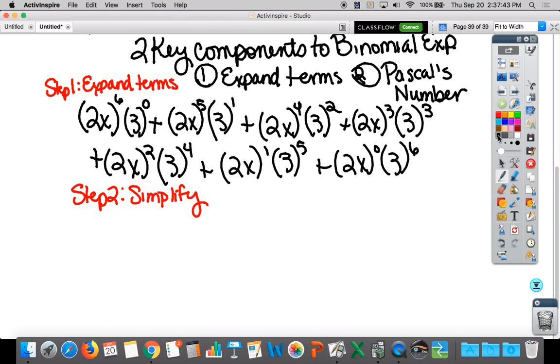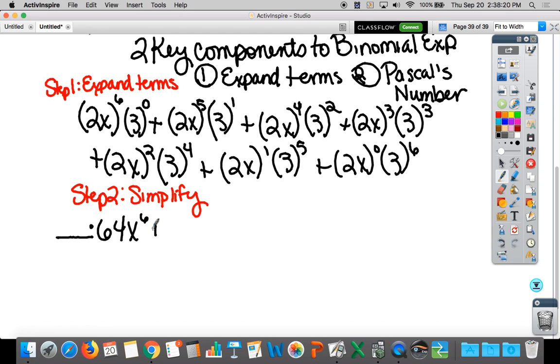So here's the easiest thing to do when you're simplifying using your calculator. Do 2 to the 6th times 3 to the 0. And tell me what that is. 64. Okay, 64 x to the 6th, right? Don't forget we still have to take into account that x to the 6th. Now, everybody put a line right in front of those and put a multiplication symbol behind it.